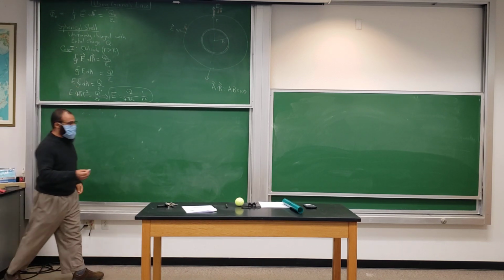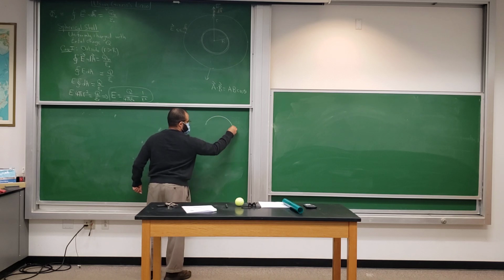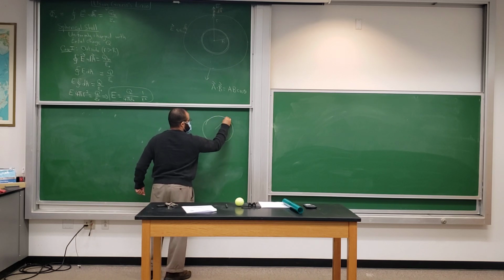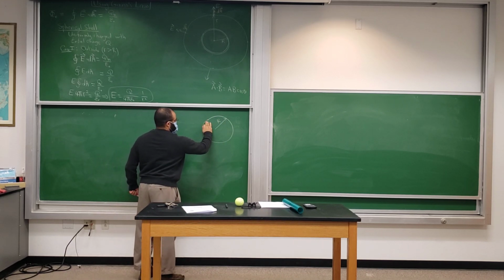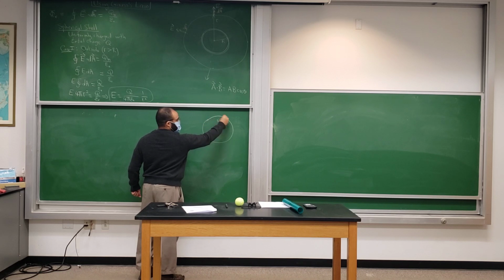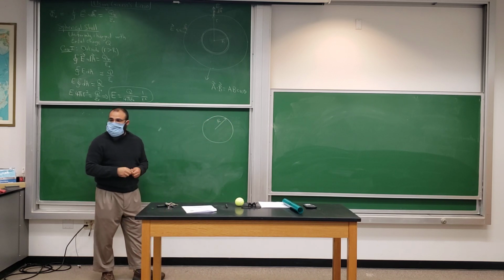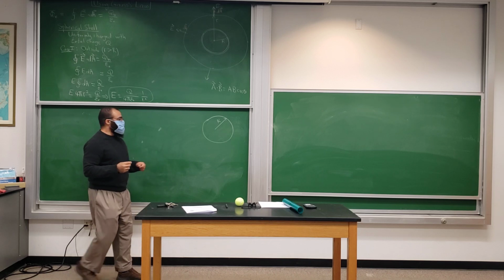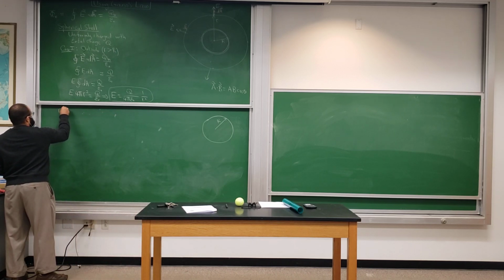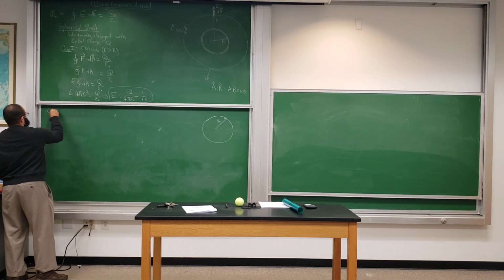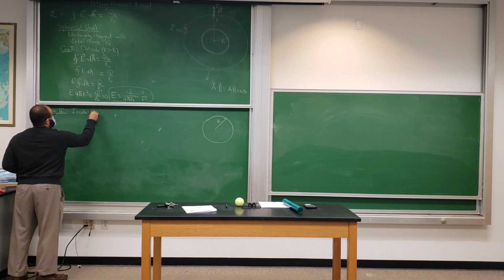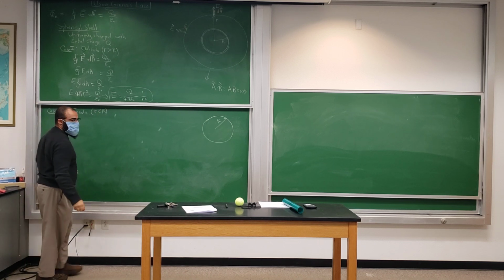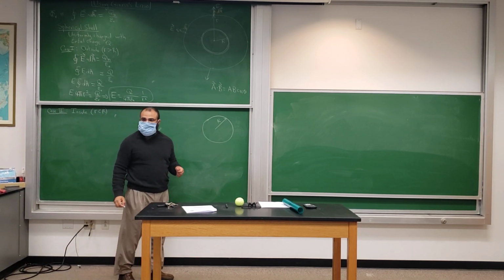I'm going to redraw my spherical shell. Here it is. This is the spherical shell. It has radius R, right? That's where the charge is. Now I want to know what the electric field is inside. So, case 2, inside, where little r is less than R. So what's the electric field inside this shell?